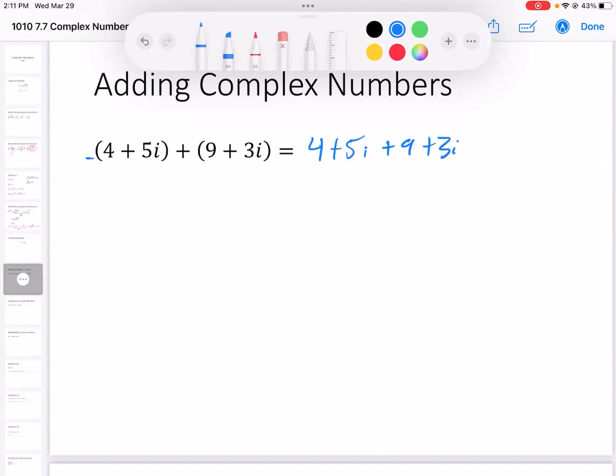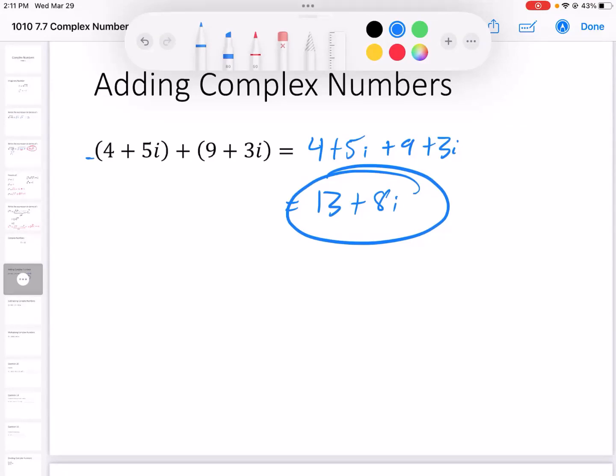And then you just combine like terms as if it were a polynomial. So i is not a variable because it's a specific number. It's the square root of negative 1, but you can kind of treat it as if it were a variable. So we'll say 4 plus 9 is 13, and 5i plus 3i is 8i. And so this complex number is the answer to those two complex numbers being added together.